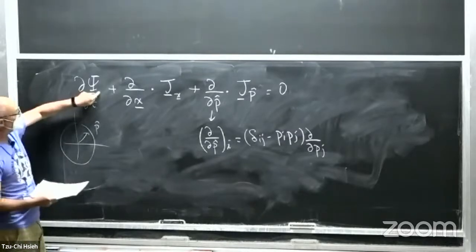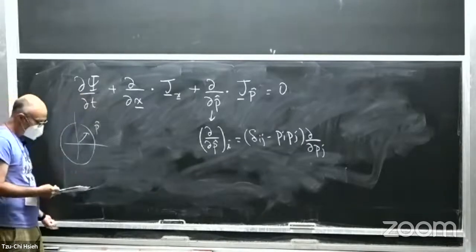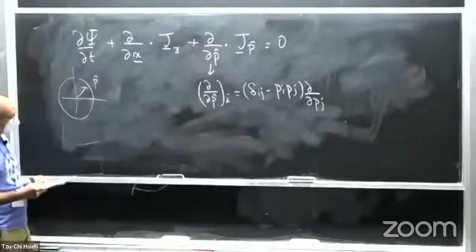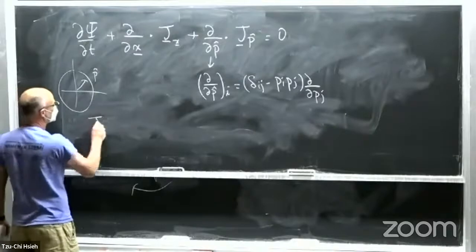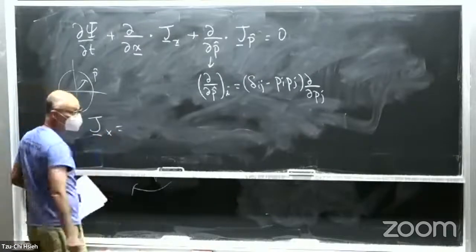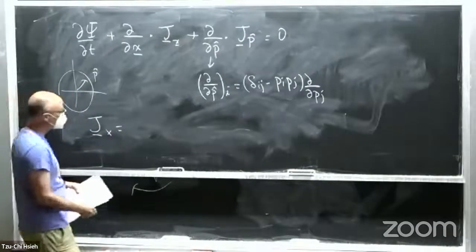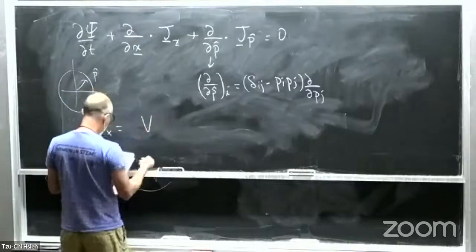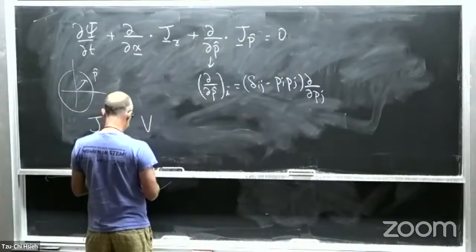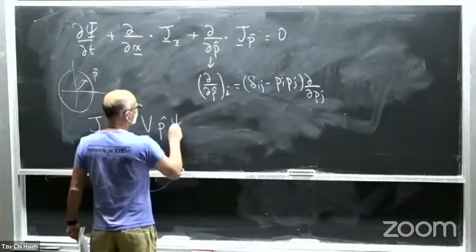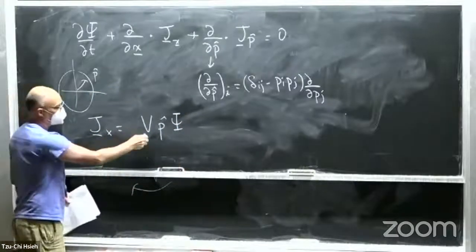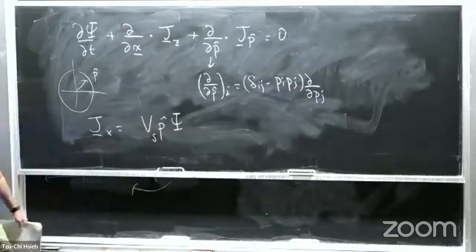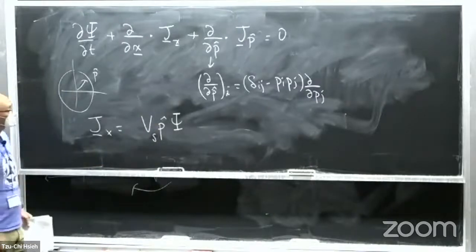So how can psi change? Psi can change because particles can move. Let's first just talk about how particles can move in space. Particles can move in space because they're swimming. So there's a contribution to the flux, which is just the velocity of swimming times the concentration.